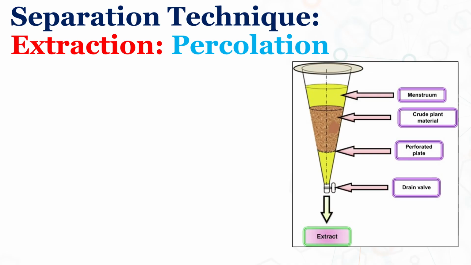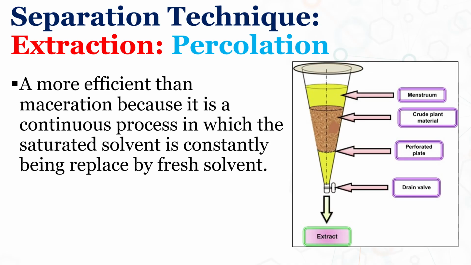Another separation technique, we have the percolation method. So it is actually more efficient than maceration because it's a continuous process in which the saturated solvent is constantly being replaced by fresh solvent. One classic example is brewing of coffee. When we brew a coffee, I don't know if you have noticed that in a coffee maker, no? So we have the menstruum and then the crude plant extract. As you can see in the photo, this is a very simple depiction of percolation.